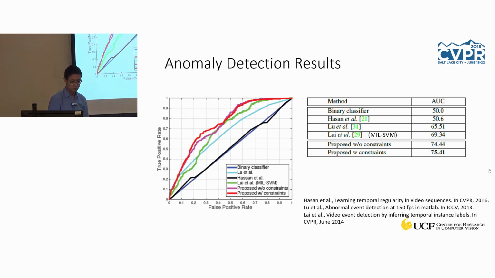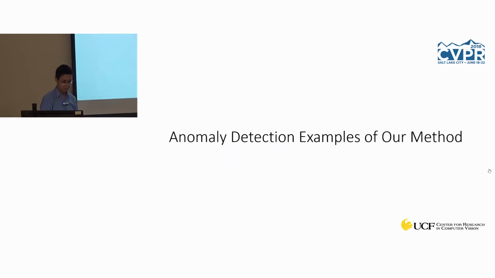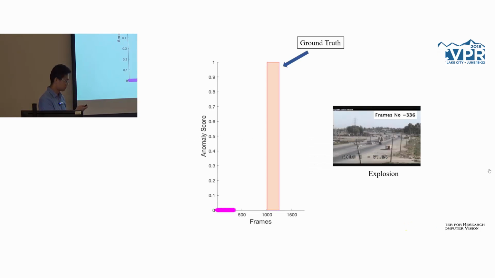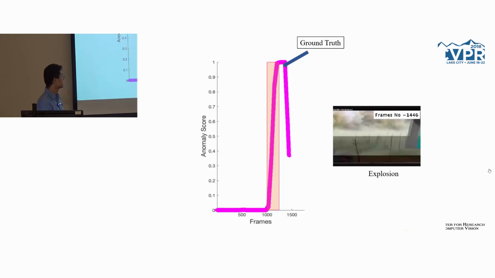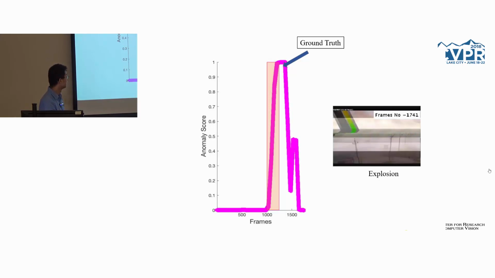And here are the results of our anomaly detection algorithm. As compared to the other state-of-the-art methods, which are sparse encoding and the deep autoencoder method, our method outperforms them significantly. And I'll show you some of the anomaly detection examples of our method here. So again, on the left is the anomaly score from 0 to 1. The higher means there is a high chance an anomaly is happening in the video.